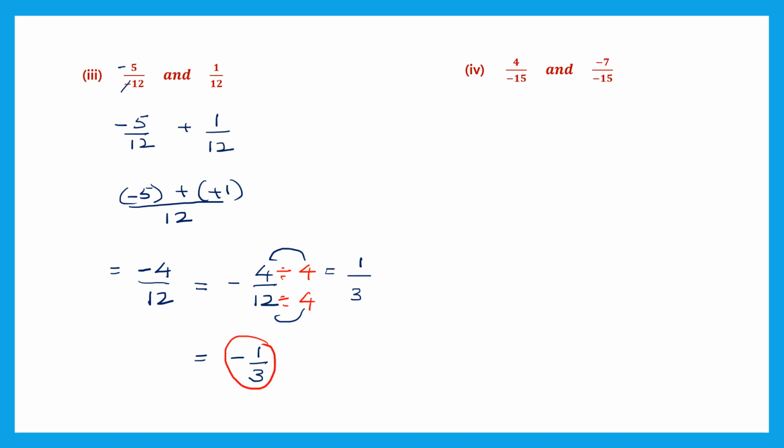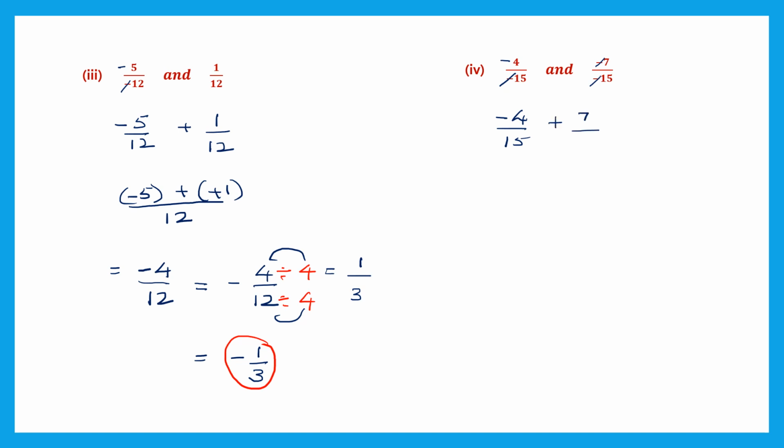So first you do the addition, and then if you think it can be reduced to the lowest term, reduce it to the lowest term. Let's go to the next one. So here again we have 4 by minus 15 and minus 7 by minus 15. Let's make the denominators positive. So this I'm going to remove and put it here. Now in the other one, minus 7 by minus 15, we can cancel the minus sign. So now what do we have? We have minus 4 by 15 plus 7 by 15.